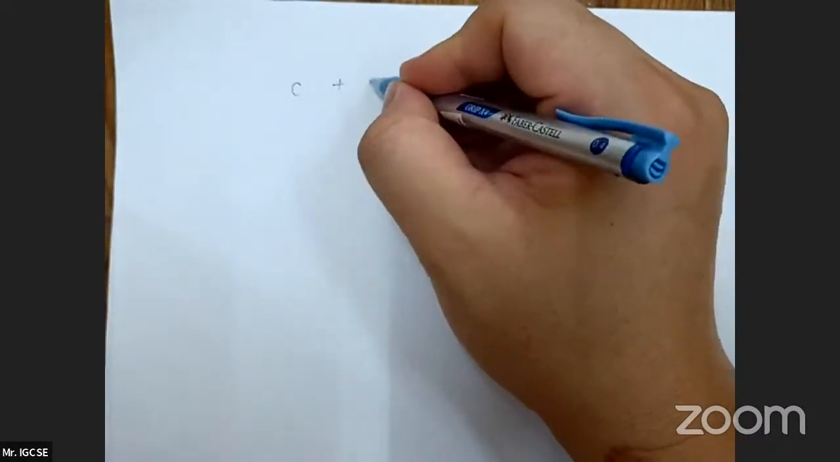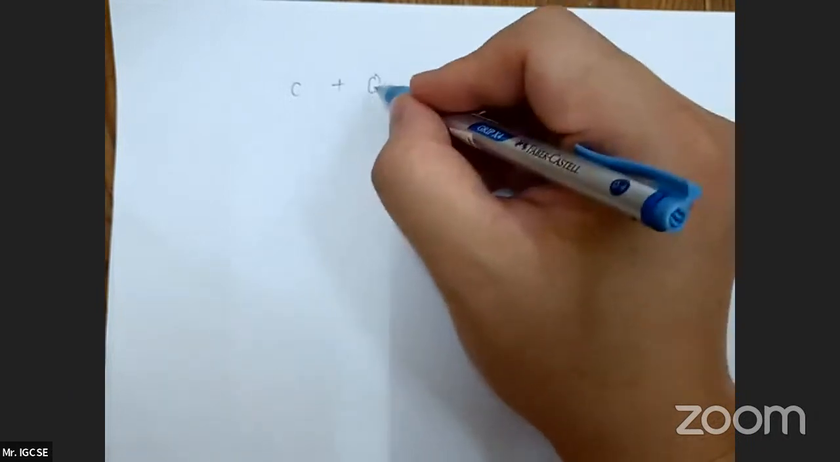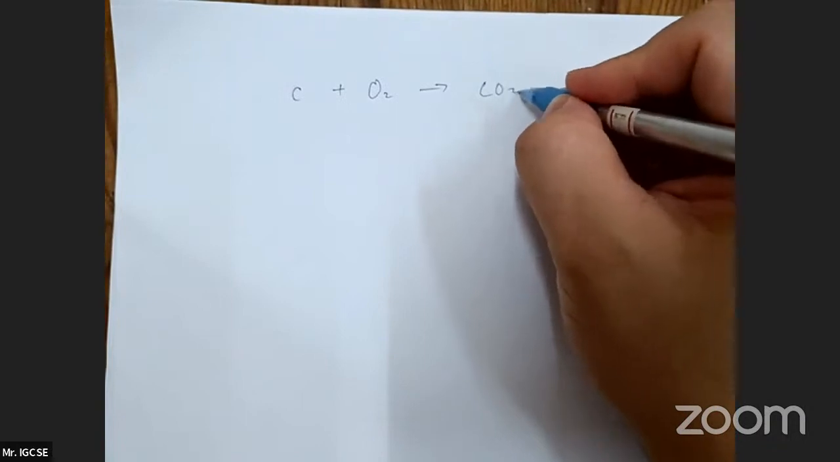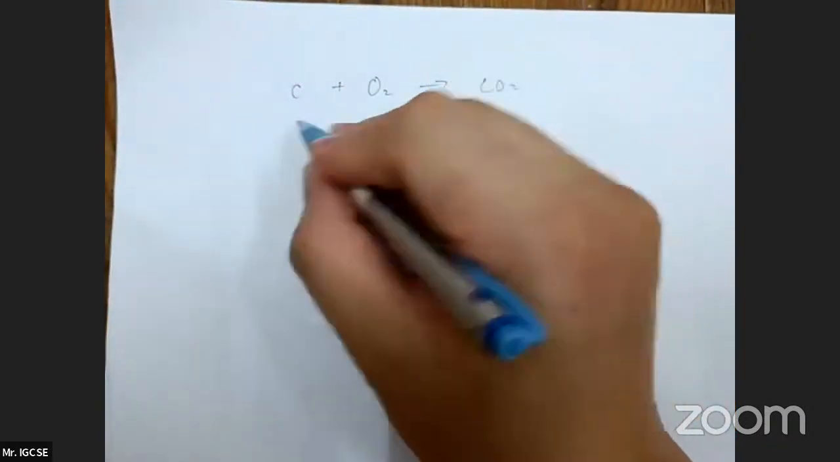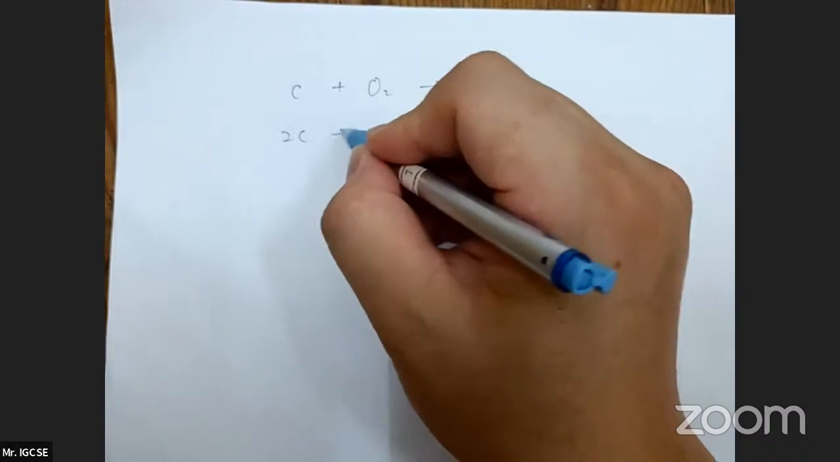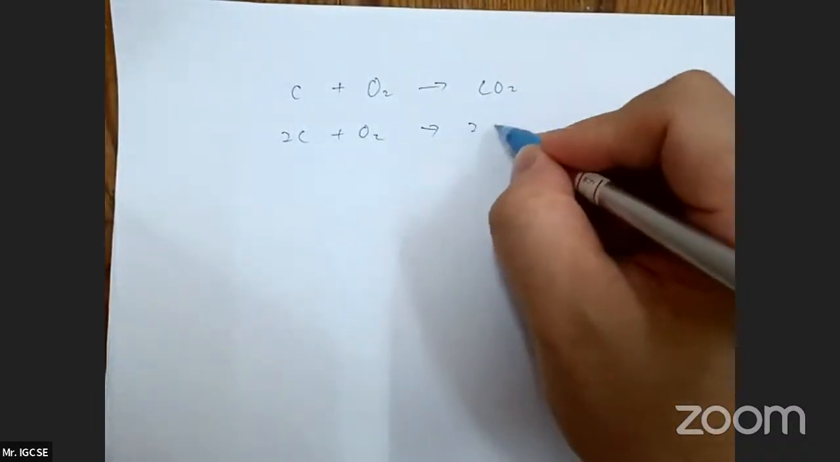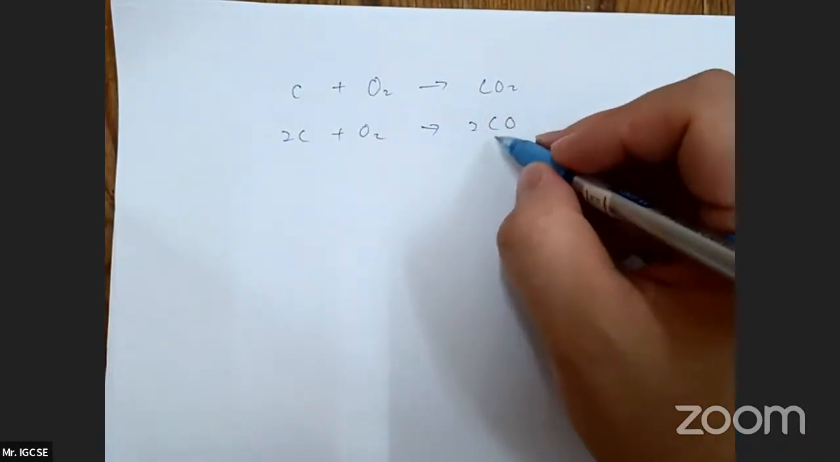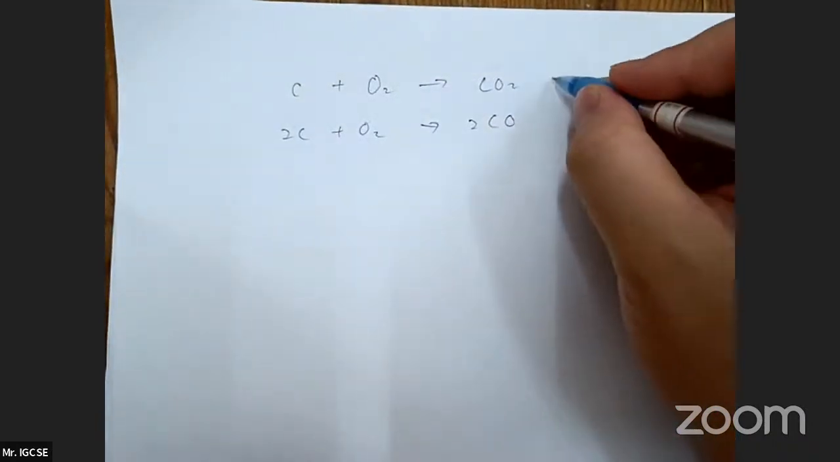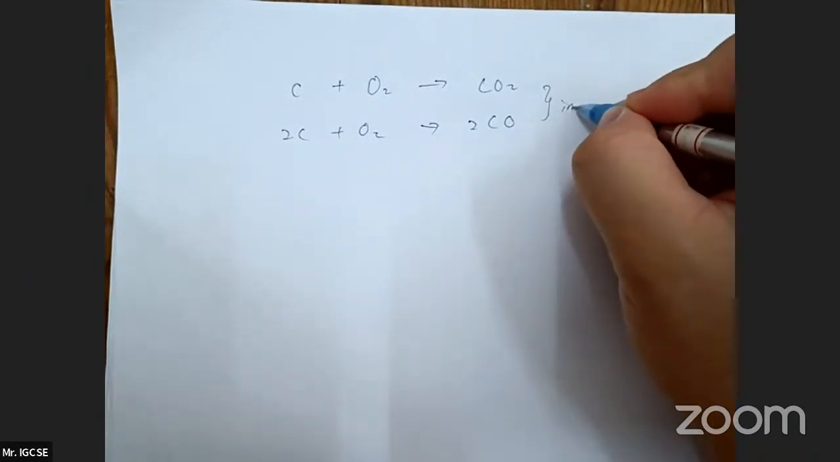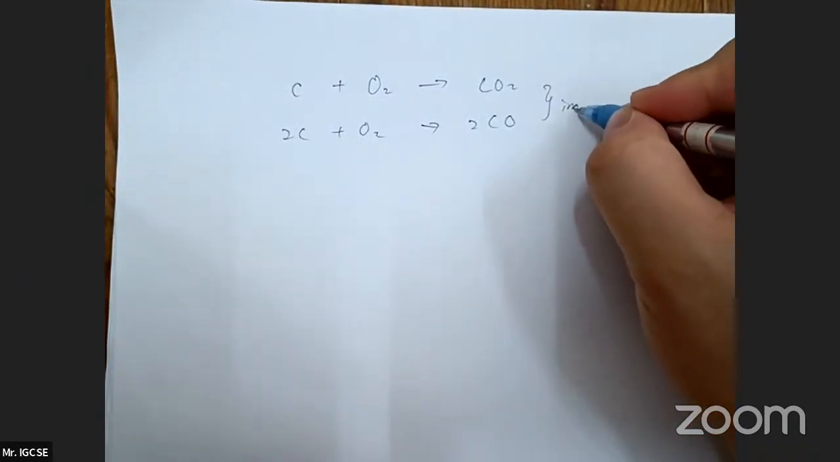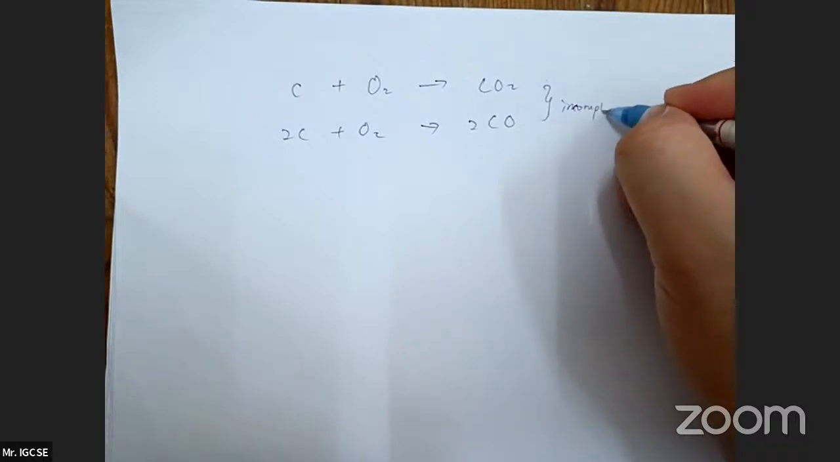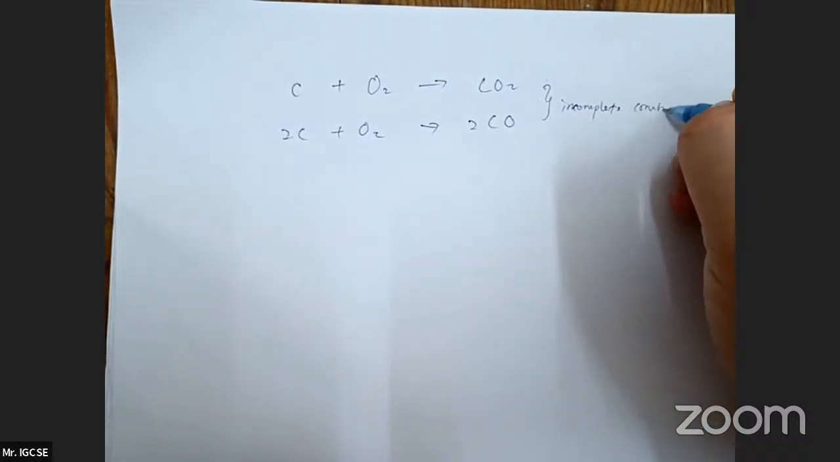Okay. When you have this carbon plus O2, okay, so this is CO2. But if this is O, and then you have more carbon, 2 carbon plus O2, then it will become 2 carbon monoxide. So each C here has O2, but this C only has O1. This is so-called incomplete combustion.